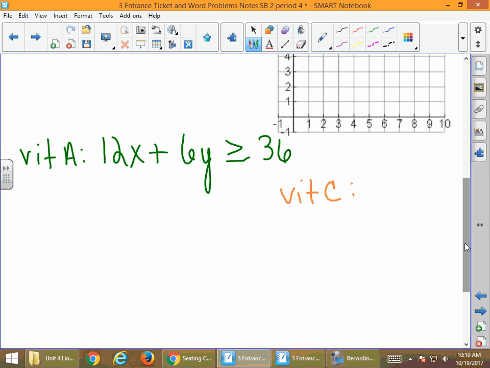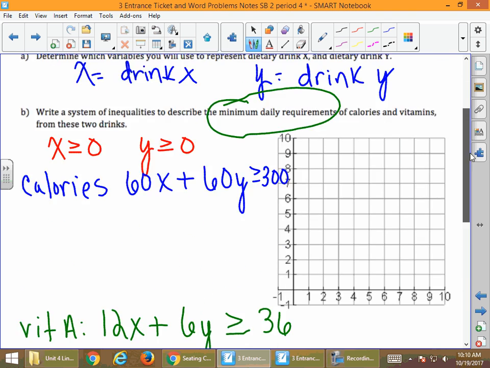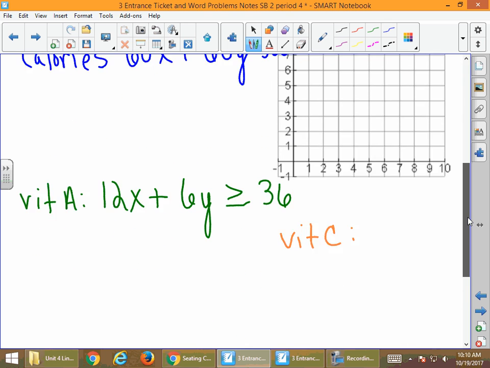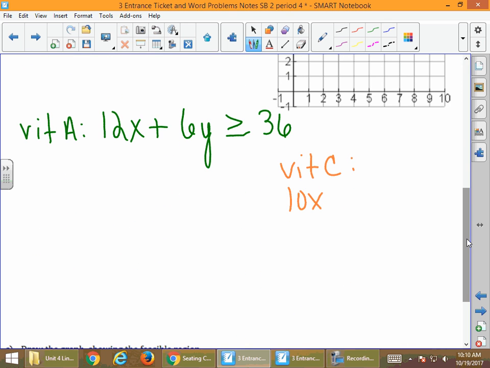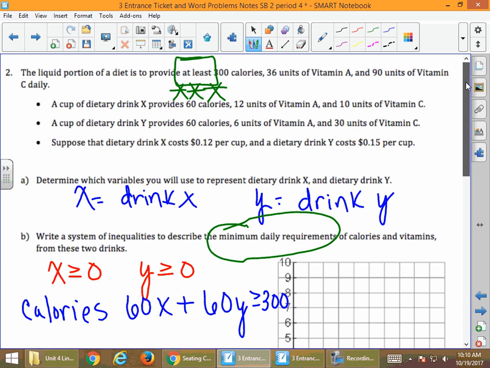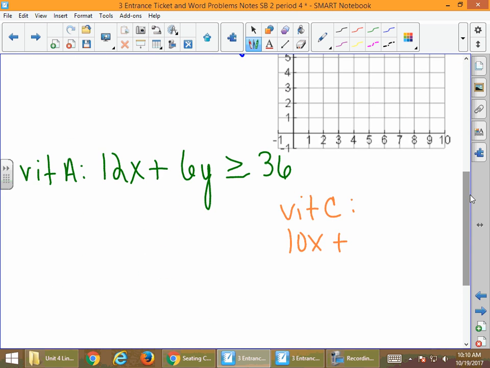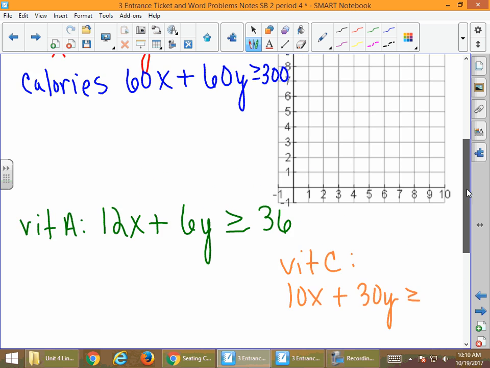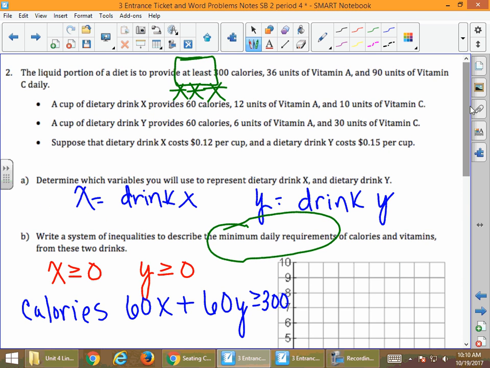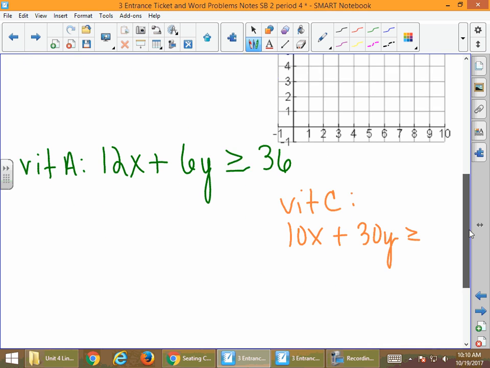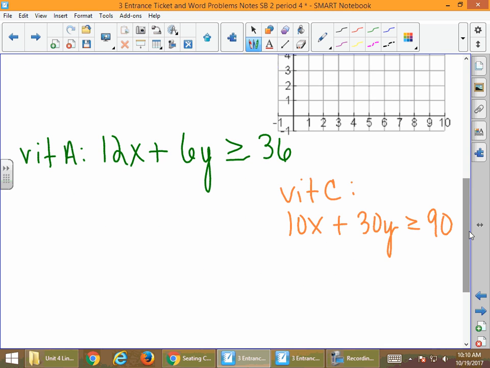And if we look back at our first bullet, for dietary drink X, we have 10 units of vitamin C. And for our drink Y, we have 30 units. And we can't have anything less than, well, looking up at the very top of our equation, 90 units of vitamin C. So there's our three inequalities that we're going to graph.